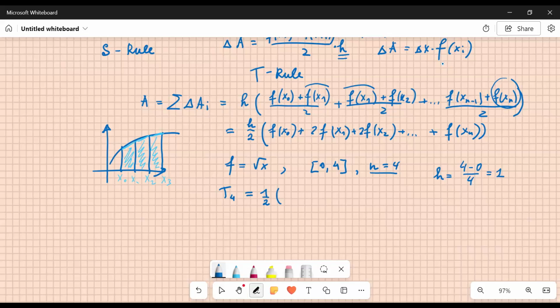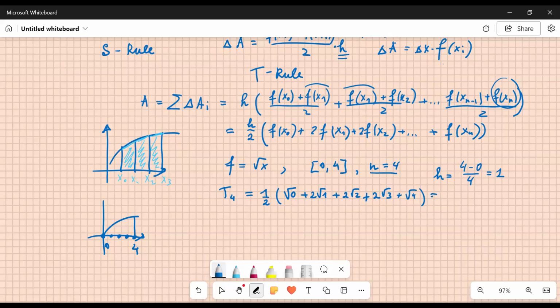And then my first point here is going to be, well, for the interval, let me draw that square root. For the interval from 0 to 4, my first point is over here. Second, third, fourth, and fifth. We are going to have a total of 5 points. So that's going to be the square root of 0, right? Plus 2 square roots of 1, plus 2 square roots of 2, plus 2 square roots of 3, and plus the square root of 4. The last point is just by itself.